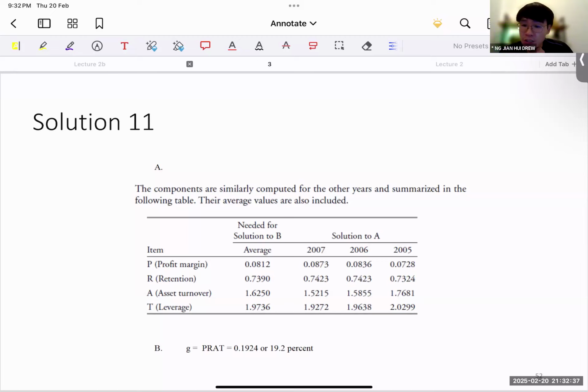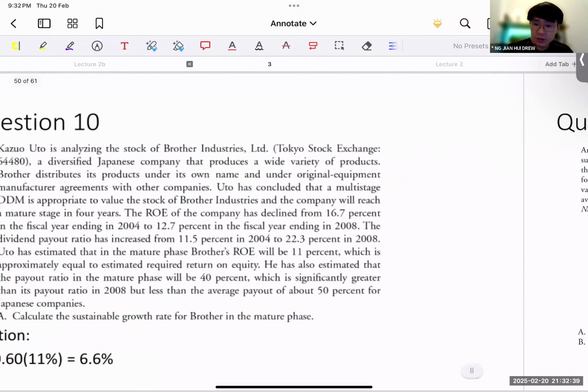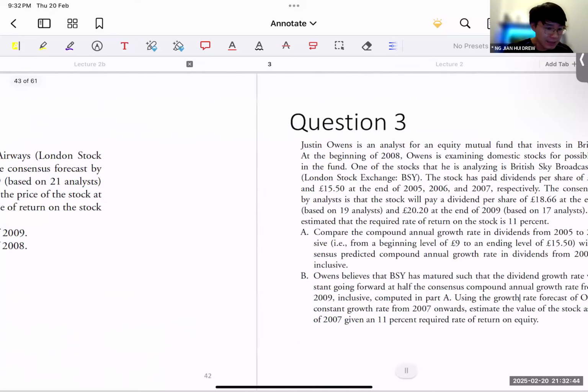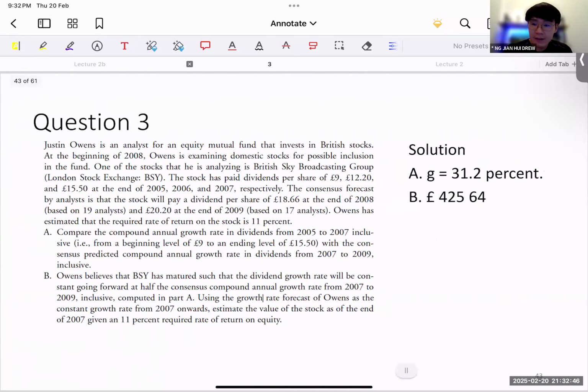Okay, do you mind going through a question? Okay, let's go through question three. I guess you're referring to this one, is it? Question three? Okay, so let's have a look at question three.